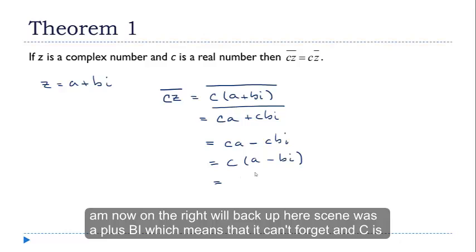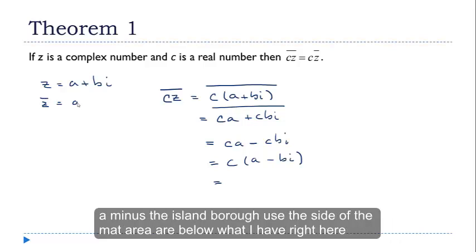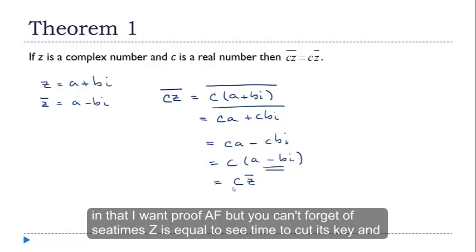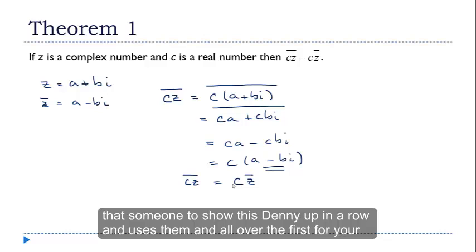And now I'm done. Look back up here. z was a plus bi, which means that the conjugate of z is a minus bi. Remember, all we do is change the sign of the imaginary part. But look at what I have right here, a minus bi. So I'm going to substitute z bar, and that's what I wanted to prove. I have the conjugate of c times z is equal to c times the conjugate of z. And that's what I wanted to show. This is going to be our standard approach. I'm going to use this in all of these first 4 theorems.